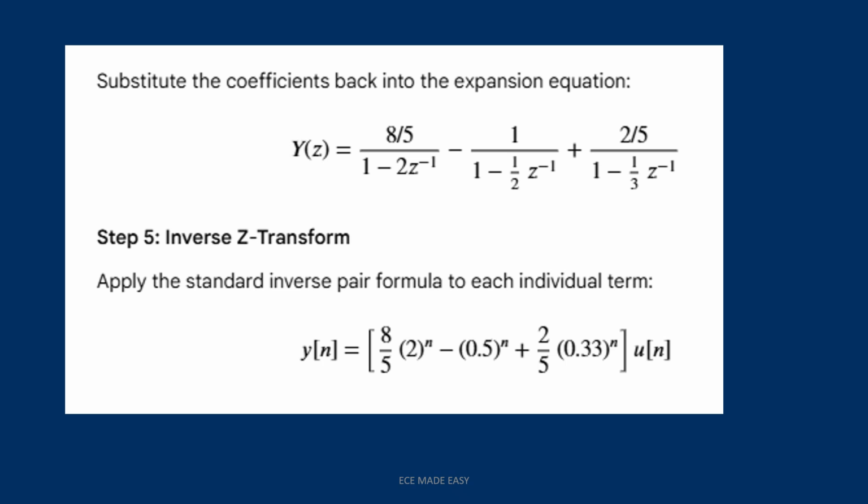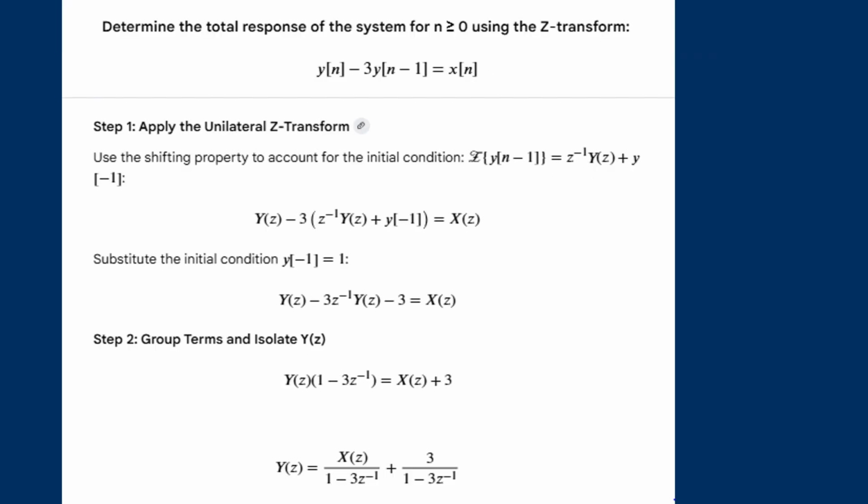So your output equation will be 8 by 5 to the power n minus 0.5 to the power n plus 2 by 5 0.33 to the power n into u of n. So like this we are solving. And this is one more example. You can solve in a similar way. We are finding the total response. Same way, the process is the same.